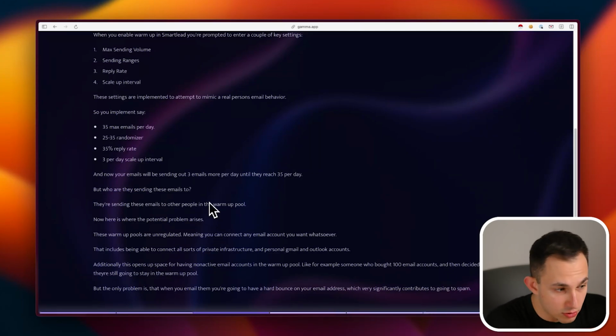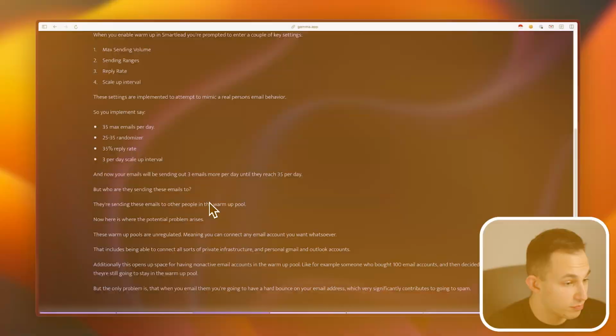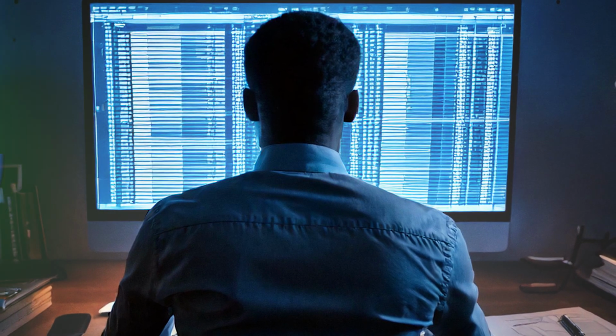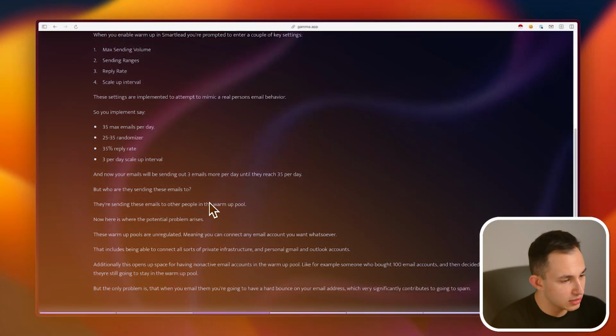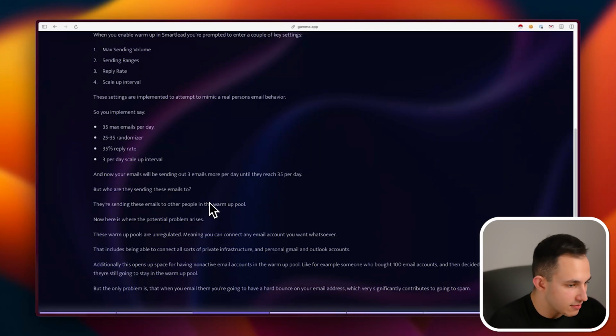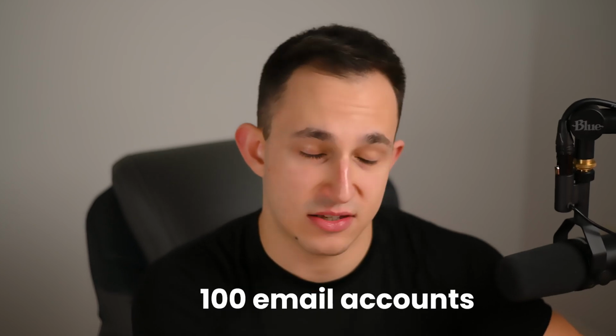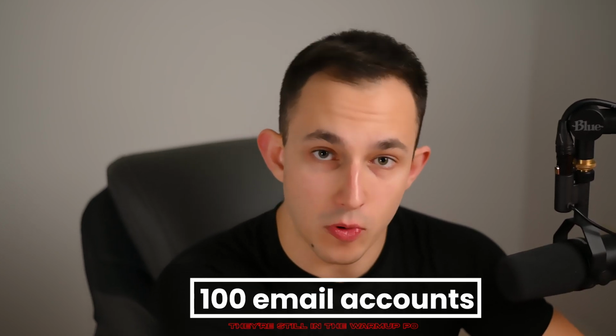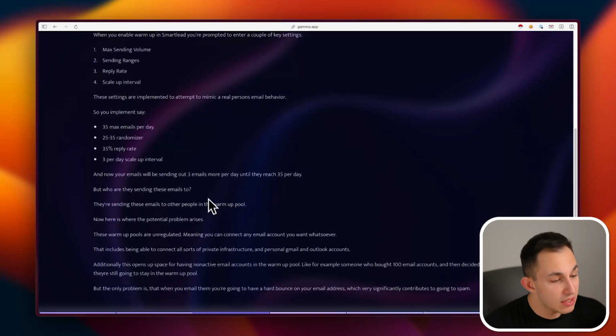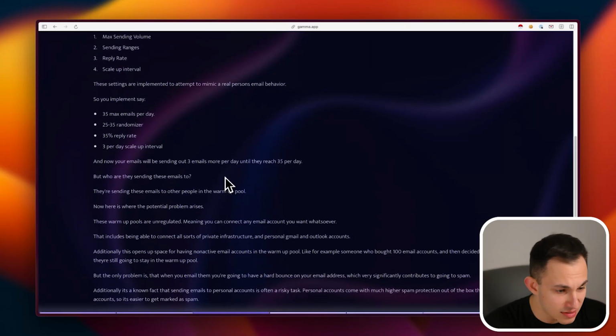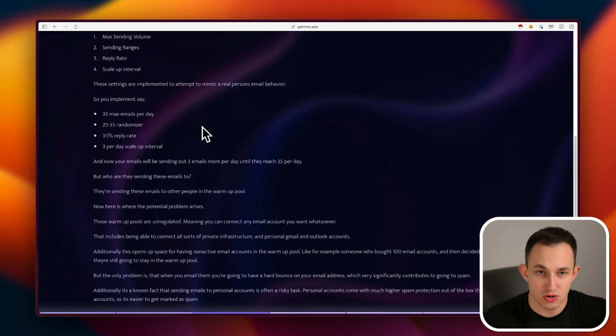Okay, now that includes, of course, being able to connect all sorts of private infrastructure and also personal Gmail and Outlook accounts. Additionally, this opens up space for having non-active email accounts in the warm-up pool. Like, for example, let's say that you buy 100 email accounts and then all of a sudden you just cancel those email accounts. They're still in the warm-up pool. And now, whenever people email those addresses, they're going to have a hard bounce, which significantly increases your odds of going to spam.